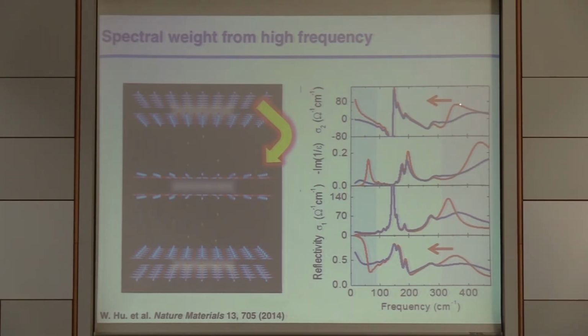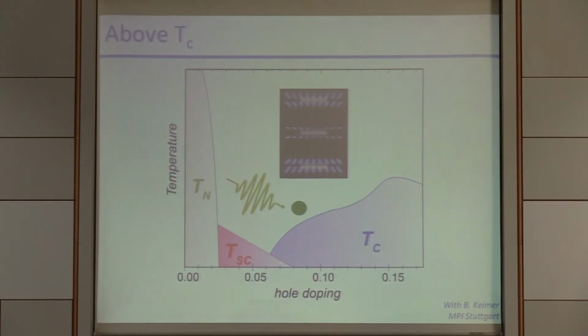As you can see, this red peak is shifting to the red, and to justify the fact that this edge shifts to the blue. Okay, so this is at least one piece of information that we were able to find out. And more interestingly, now let's think about what happens above TC.